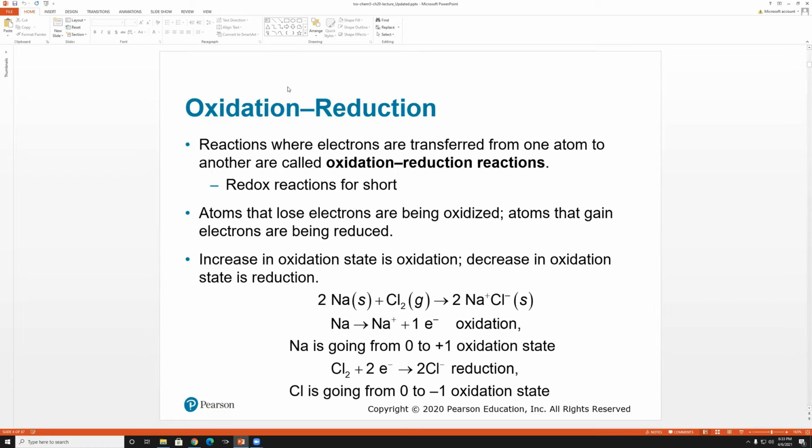So in our chemistry context, this transfer of electrons relates to oxidation reduction, which we call redox, where you have an oxidation half reaction and a reduction half reaction. Remember from OIL RIG, oxidation is losing electrons and reduction is gaining electrons. That's going to be very important going forward.